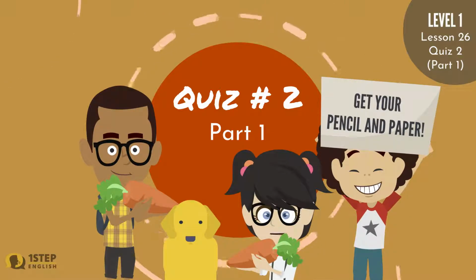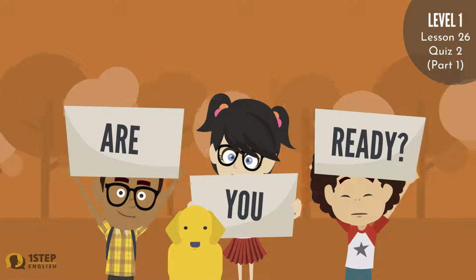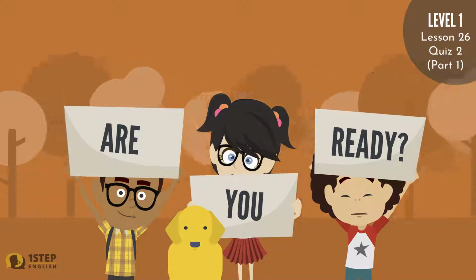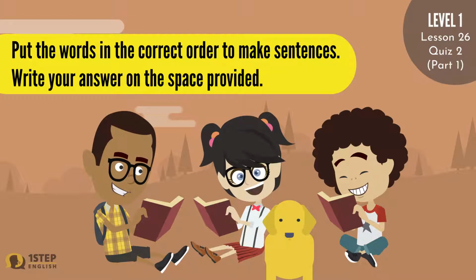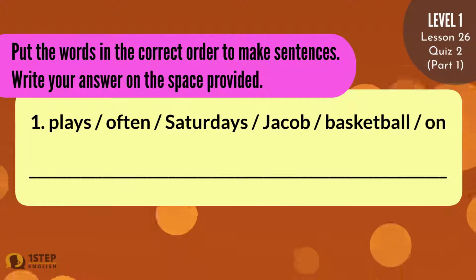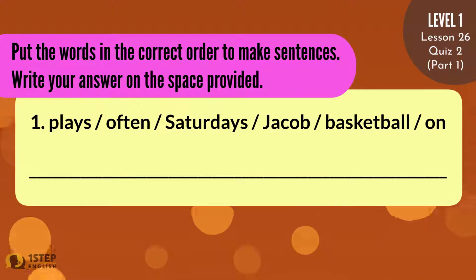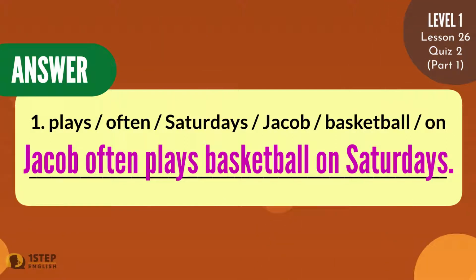Quiz number 2. Part 1. Ready your pencil and paper. Are you ready? Put the words in the correct order to make sentences. Write your answer on the space provided. Number 1. Plays, often, Saturdays, Jacob, basketball, on. Jacob often plays basketball on Saturdays.